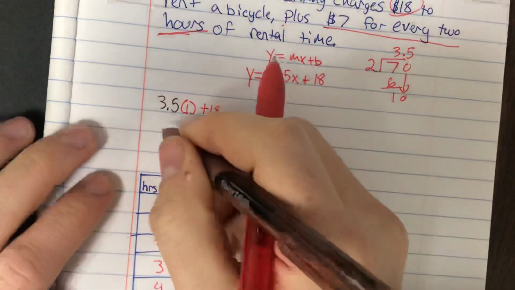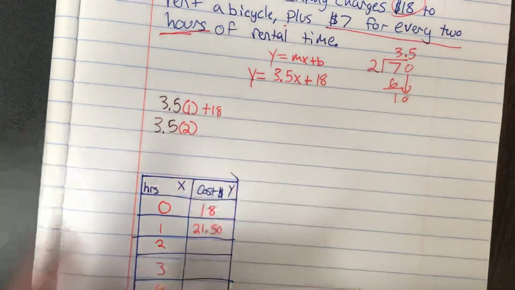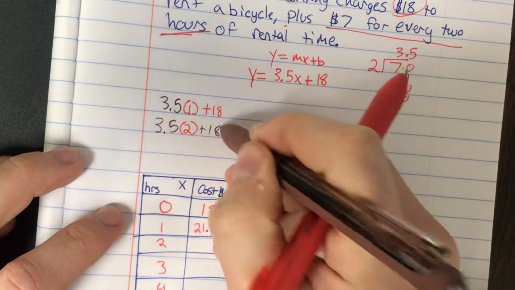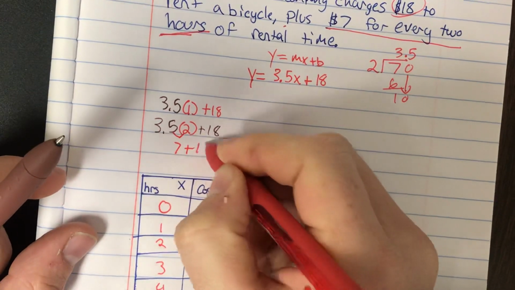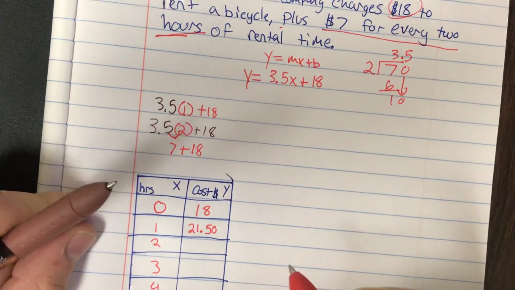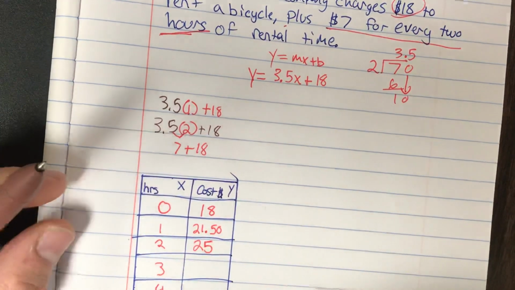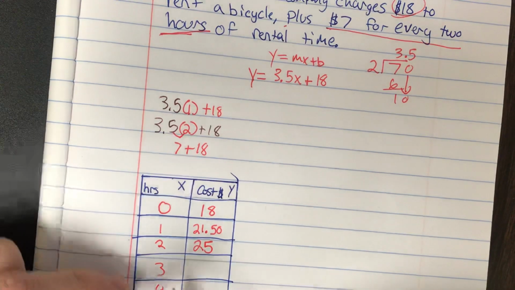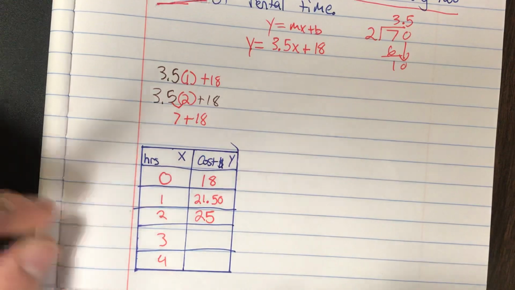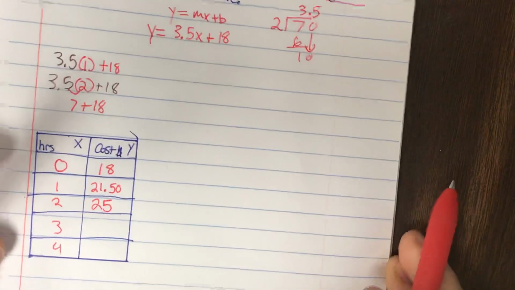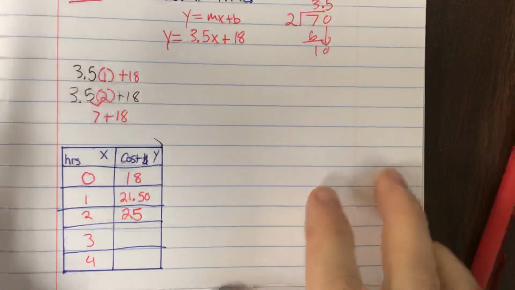Now what about 2 hours? It would look like this: 3.5 times 2 plus 18, okay? So 3.5 times 2 is 7. So 7 plus 18 would equal what? 25, right? So I want you to do the same for 3 and 4 hours, okay? I want you to do the same for that and then show your teacher when you get to school. And then the last thing we're going to do is a graph. We're just going to draw a quick graph here.